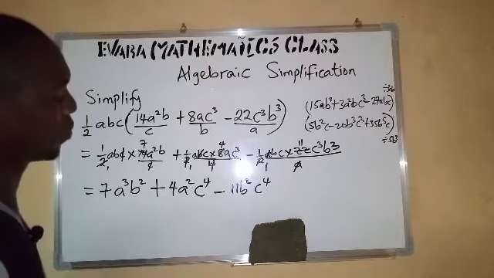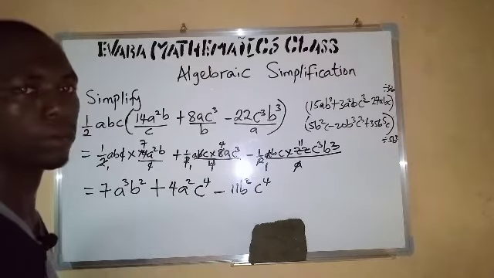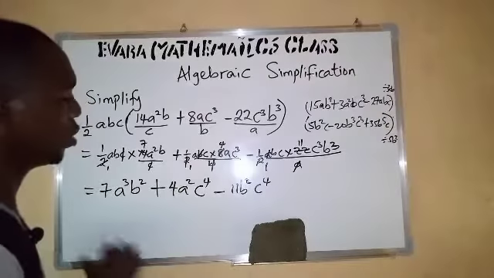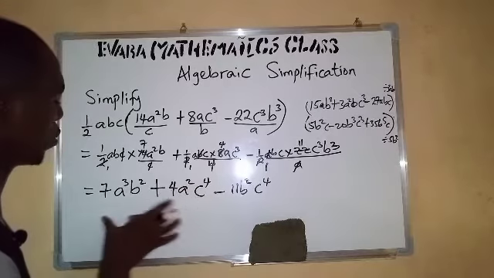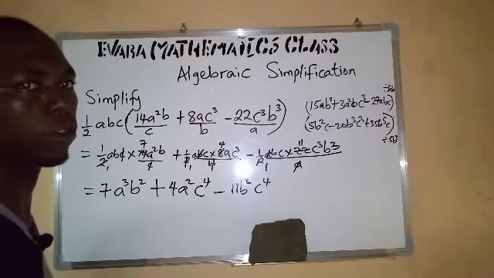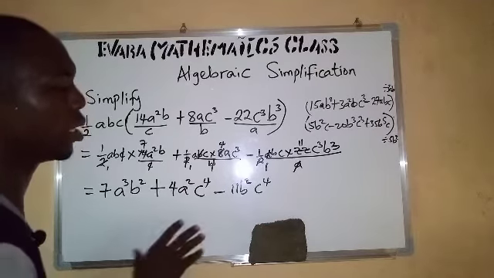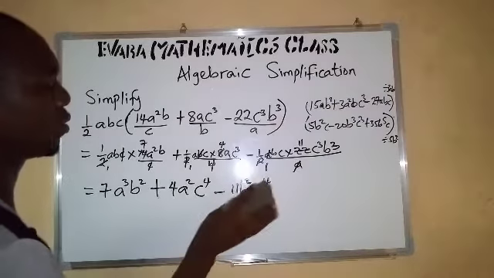So we can see that each of these terms is different from the other. That means we don't have like terms. Because we don't have like terms, we are going to leave this expression in this form. That is going to be our final answer. Let's take the second question.